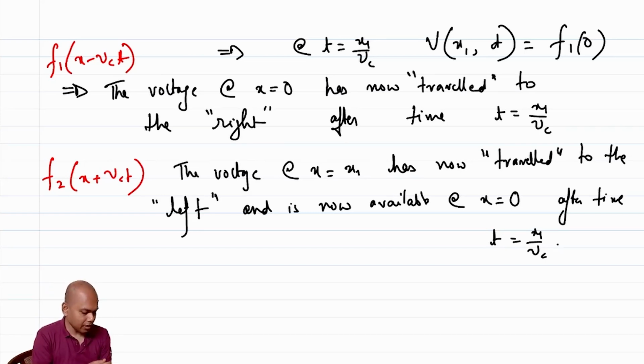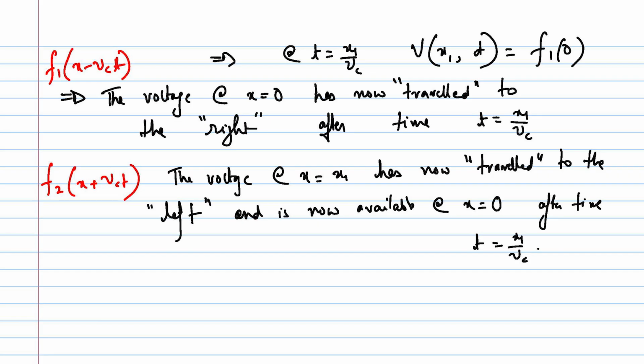So why has it traveled to the left? You basically do the same thing. Instead of starting from x equal to 0, you start off from x equal to x1 at time t equal to 0. So you essentially get f2 of x1, and then you assume that you are at x equal to 0 after time t is equal to x1 by vc, right? So it essentially means that your wave has shifted to the left.